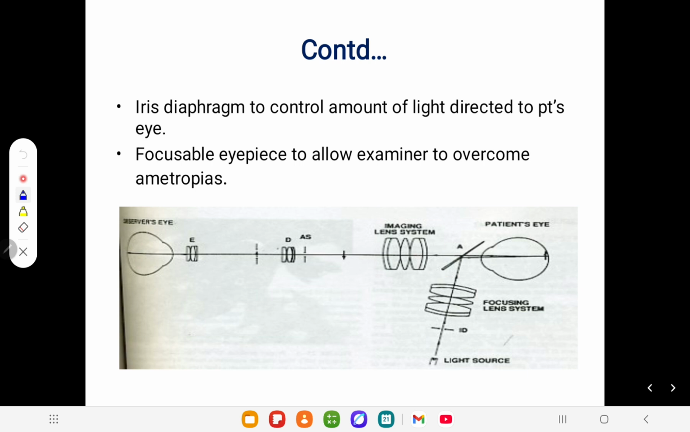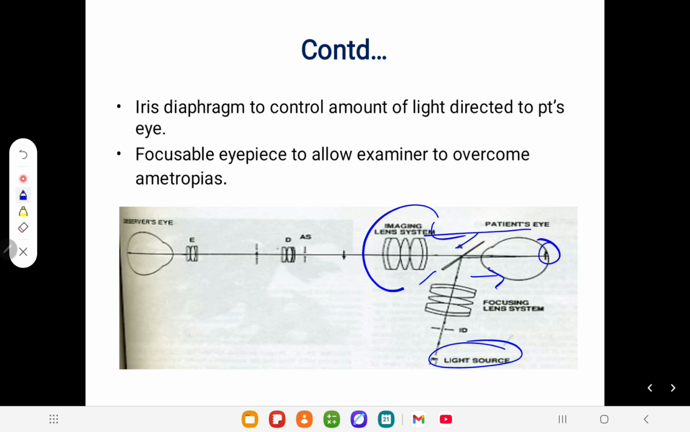So, iris diaphragm to control the amount of light into the patient's eye, and a focusing eyepiece to allow the examiner to overcome refractive error. Basically, there is a light source, and this mirror throws the light to the retina.